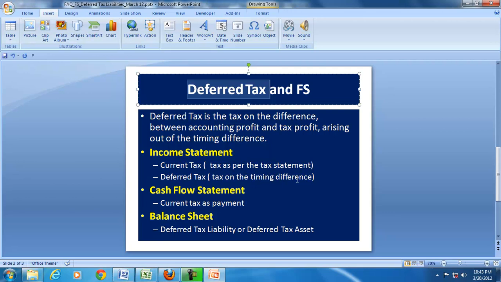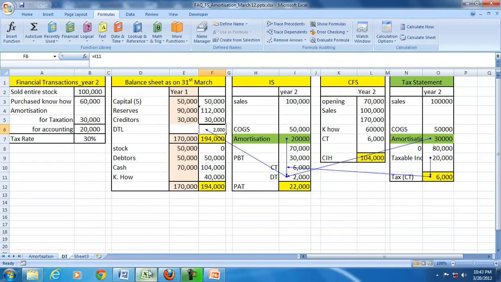So to recap, in the income statement you show current tax and deferred tax. Deferred tax is a tax on timing difference. In the cash flow statement, only current tax is paid, and in the balance sheet, depending on the positive or negative deferred tax, there will be a DTL or DTA, whereas in this example there is a DTL. So the impact of deferred tax on the income statement, balance sheet, and cash flow statement is the focus of this particular presentation.